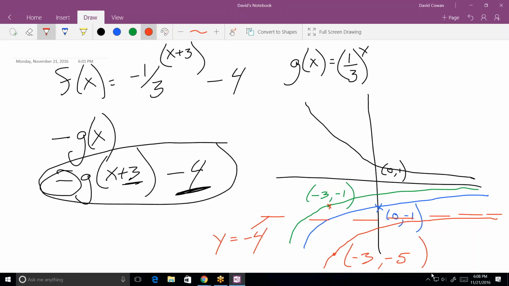Now, if you wanted to know one other point, we've got one point on there, but perhaps it might be nice to know the y-intercept, that point right there. How do you find that point? Set x in the original equation equal to 0. You got it. So it's minus 1/3 cubed, minus 4, whatever that number is, that's that point on the y-axis.